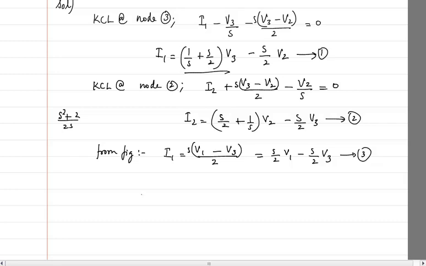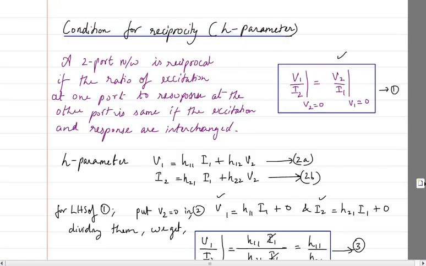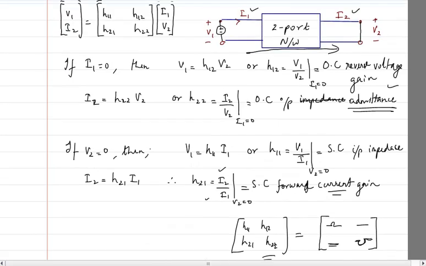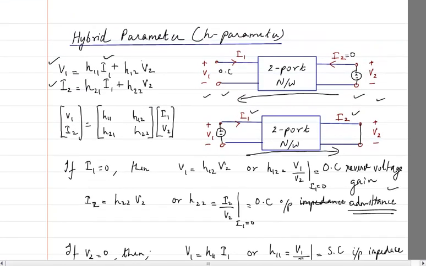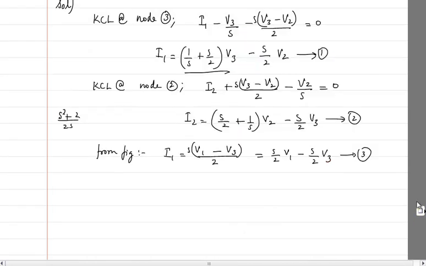Now what is basically our H parameter? H parameter is the equation that relates the quantities V1 with respect to I1, V2 and I2 with respect to I1, V2. Let me again show you the equation for H parameter. The equation for H parameter is I1, V2 in this side, and this side it is V1 and then I2, I1 and V2, correct? So let us have a look there. Here we have gotten the first equation with respect to V3.